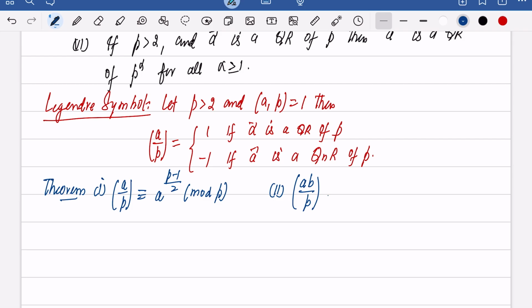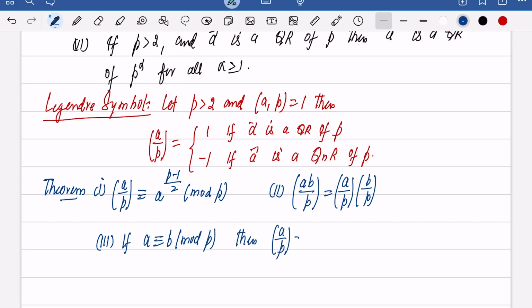necessarily prime, they can be any two composite numbers. This is equal to (a/p) times (b/p). So therefore we can write this as a product of two functions. Now the third one is, if a and b are congruent mod p, then these numbers will either be both quadratic residues or both quadratic non-residues. So they will always have the same value in their case.